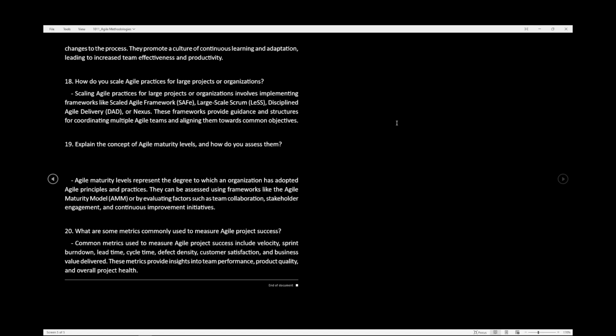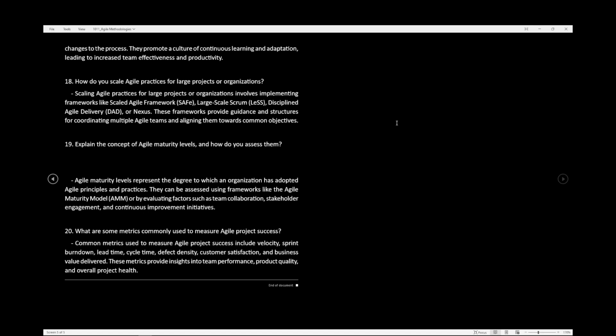Explain the concept of agile maturity levels and how you assess them. Agile maturity levels represent the degree to which an organization has adopted agile principles and practices. They can be assessed using frameworks like the Agile Maturity Model or by evaluating factors such as team collaboration, stakeholder engagement, and continuous improvement initiatives.